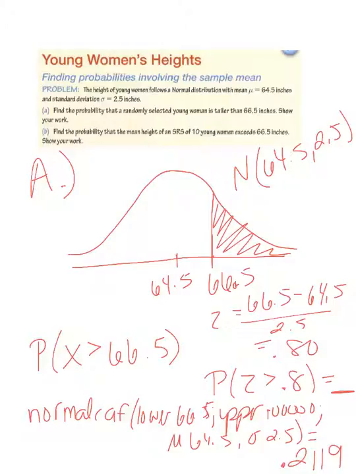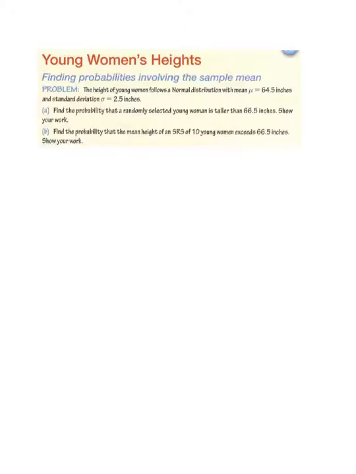Okay, part B here is asking about the probability of the mean height of an SRS of 10 young women exceeding 66.5 inches. Okay, so I'm looking at the probability that my X bar is going to be greater than 66.5. So I'm basing this off of a sampling distribution of mean heights from a bunch of samples of 10 young women, where we measured their height and took their mean height.